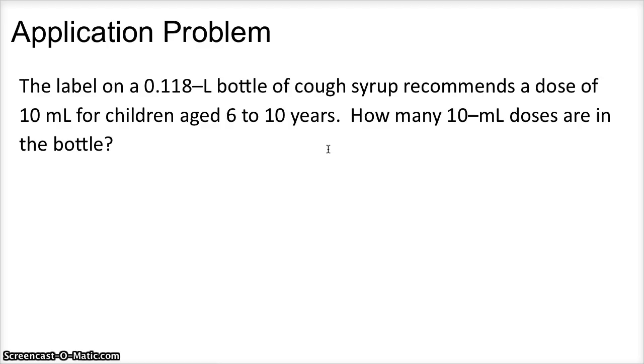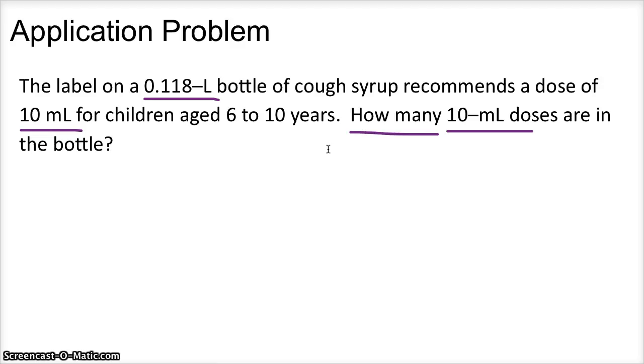So the first thing you need to do is to identify the important numbers, the important pieces of information in this. So you should have underlined or taken note of the first number, 10 milliliters for children, that's the dose, and then the question is actually asking you how many of those doses are in the bottle.